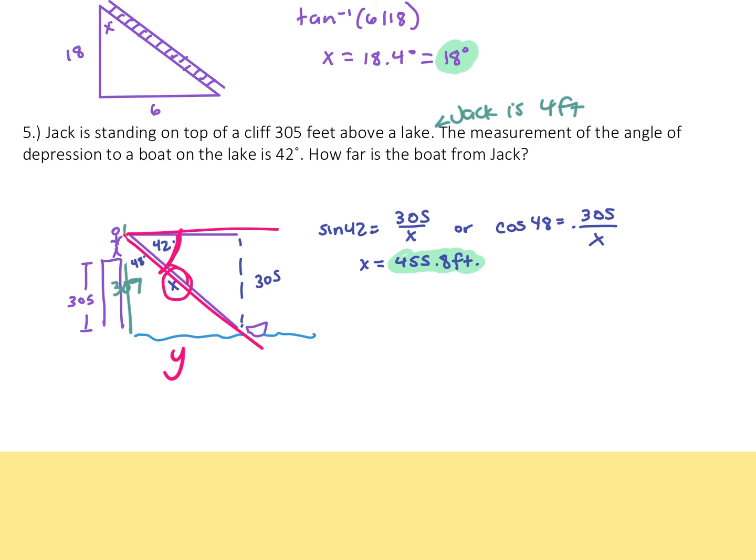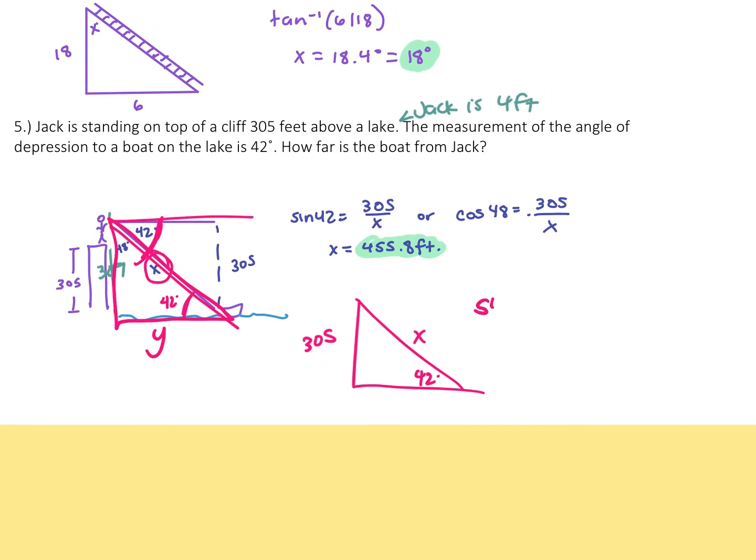And then if this is 42, you can do this two different ways. This would also be 42 because those are alternate interior angles. And then you can use the bottom triangle, and I can use the 305. The X is what we're looking for, and the 42. And then that would be sine. The sine of 42 would equal 305 over X. And then 305 divided by the sine of 42 is going to get you the answer.